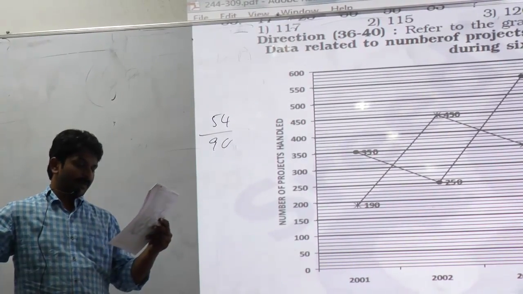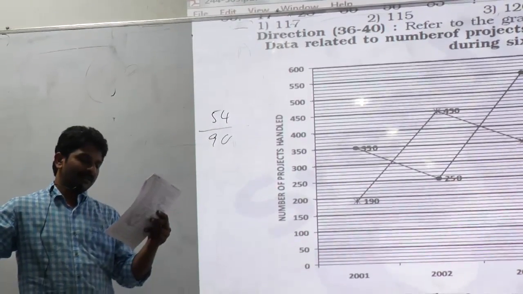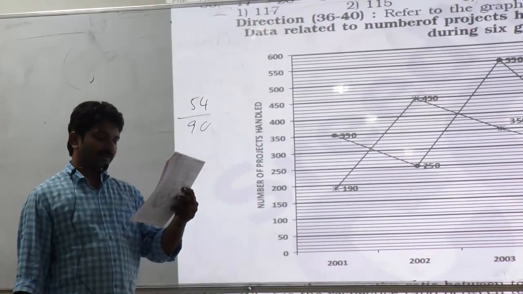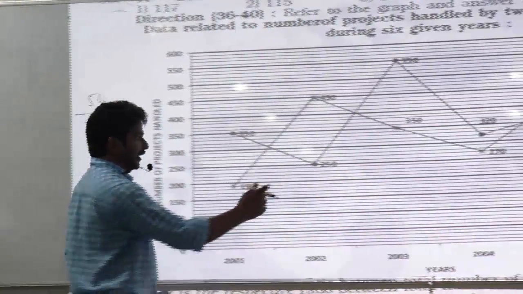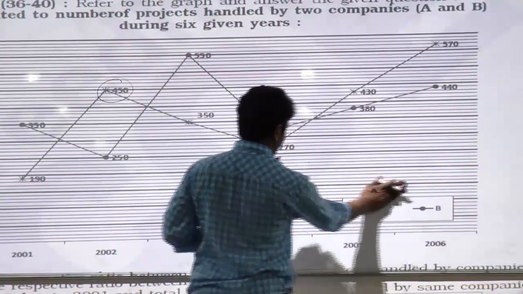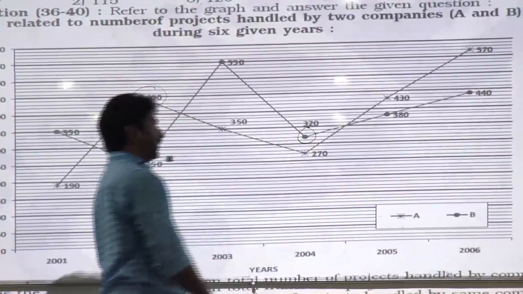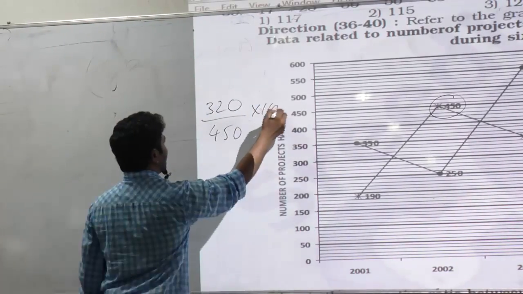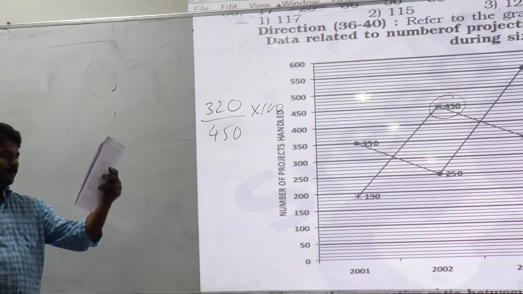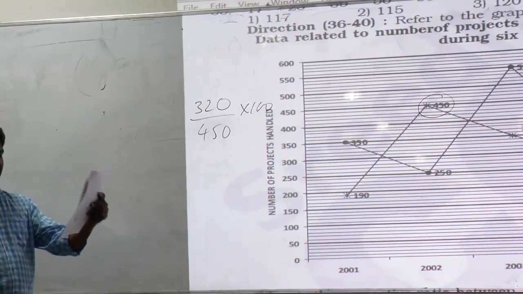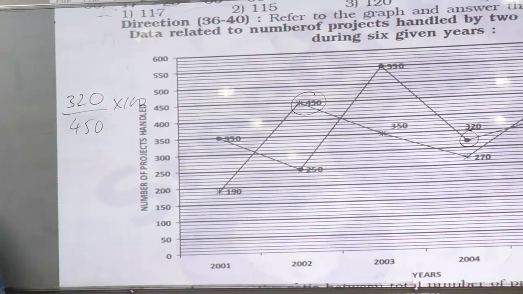37. Number of projects handled by company B in 2004 is what percent of the number of projects handled by A in 2002? A in 2002 is 450, B in 2004 is 320. You're asked about percentage. 320 is what percent of 450? Percentage, right? So into 100. Now look at your numbers, options 75, 70, 80 and so on.